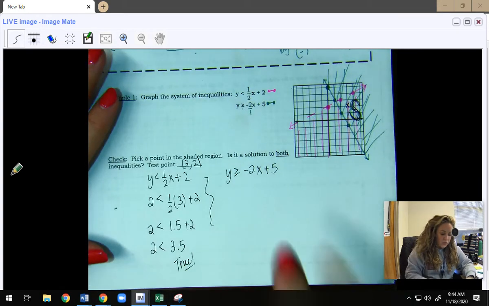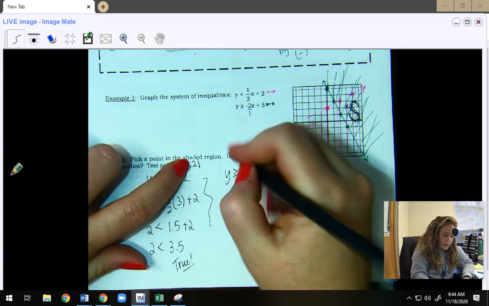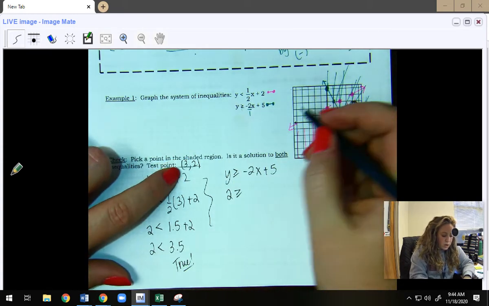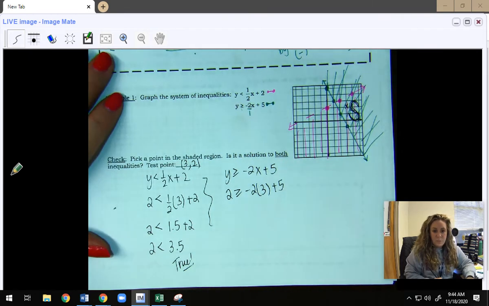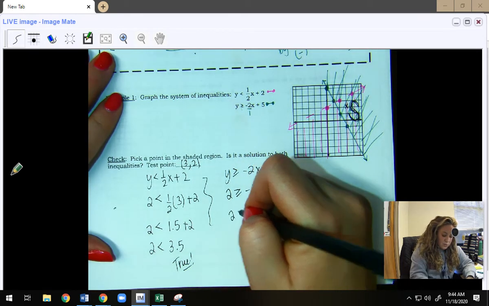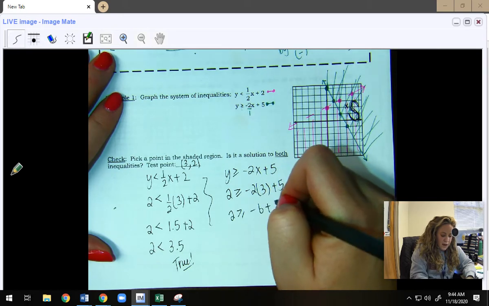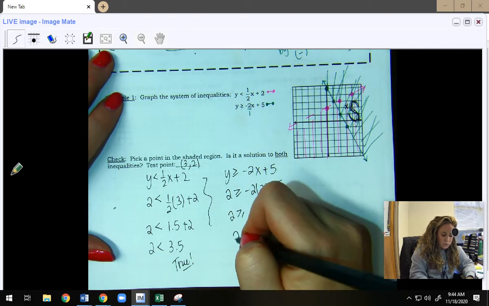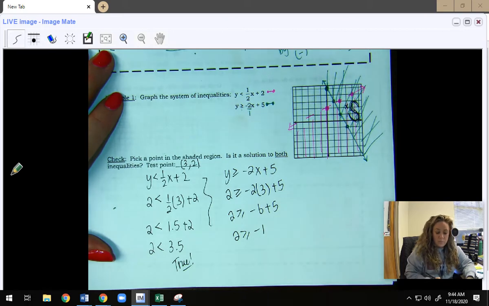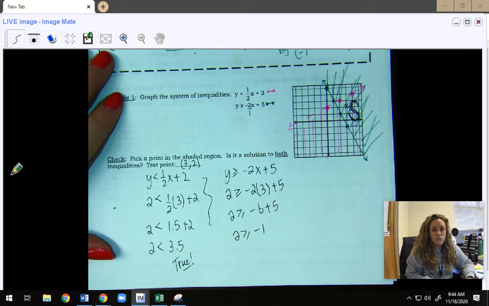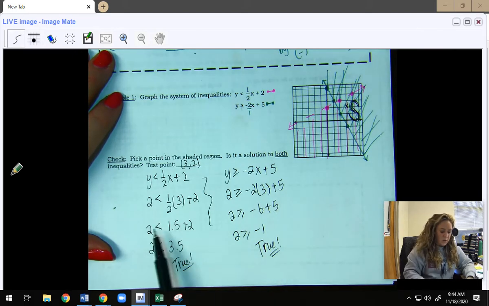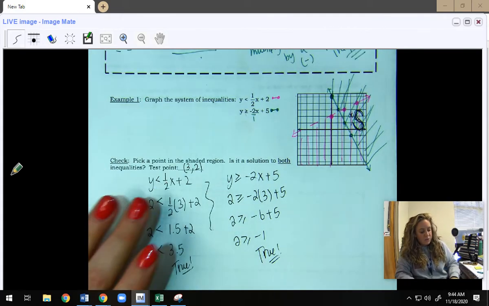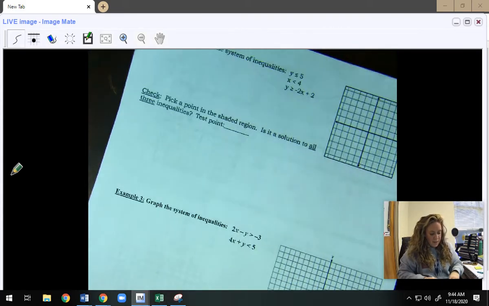Okay, so now let's check it in this one. Same thing. So y is 2, greater than or equal to negative 2, x is 3 plus 5. Okay, simplify down. So 2 is greater than or equal to negative 6 plus 5. Okay, so 2 is greater than or equal to negative 1. Is that true? True. Okay, so since it made both of my inequalities true, this is the solution. Makes sense because it's in the crosshatch.